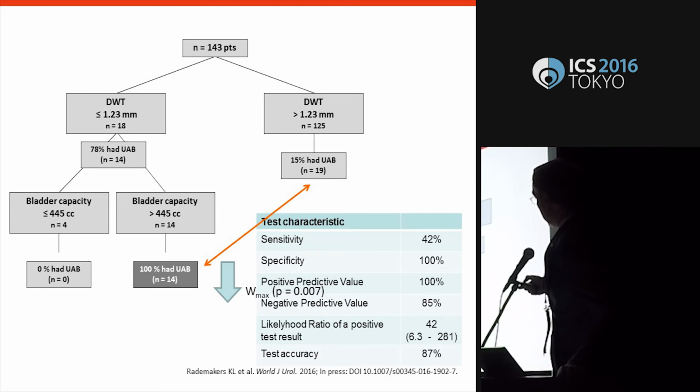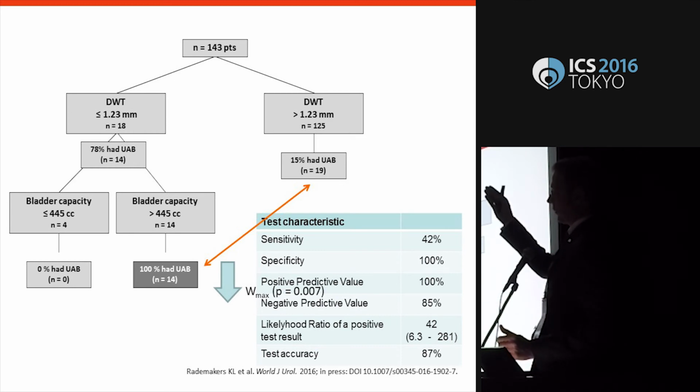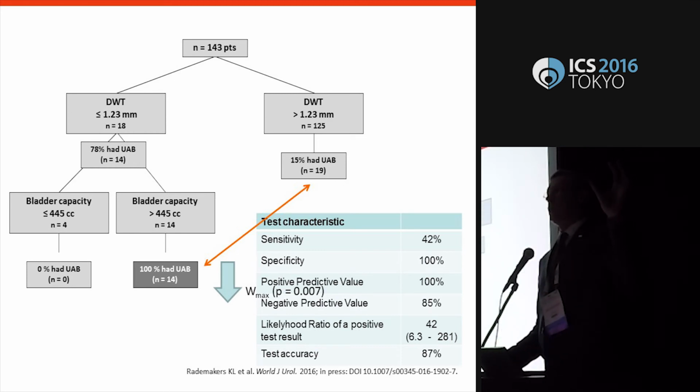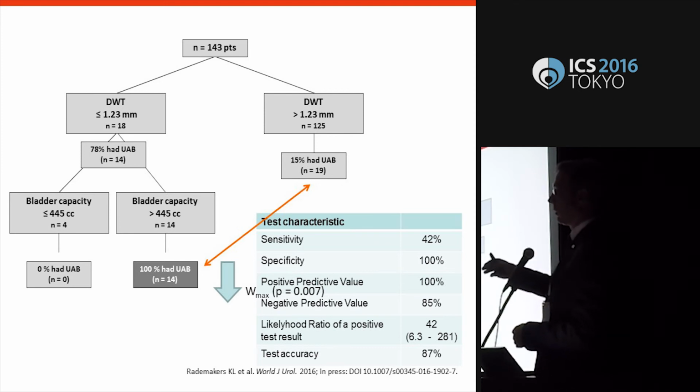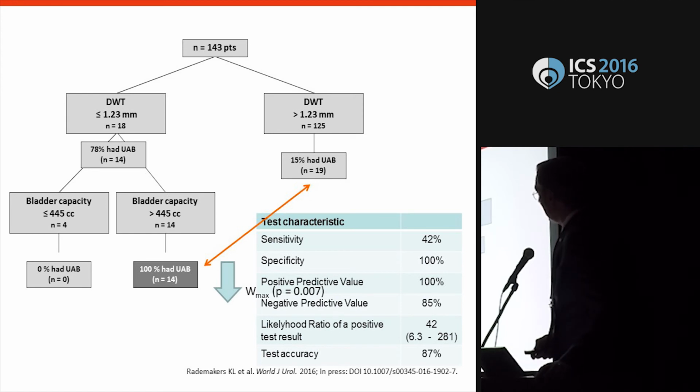So this is the first one. It could already predict 78% of the patients with our clinical diagnosis of detrusor underactivity. And if it was adding a bladder capacity that came from the uroflow data, it could predict all patients with detrusor underactivity. So the combination of a thin detrusor wall thickness smaller than 1.23 millimeters, and a large capacity greater than 445 milliliters, this is showing you detrusor underactivity.